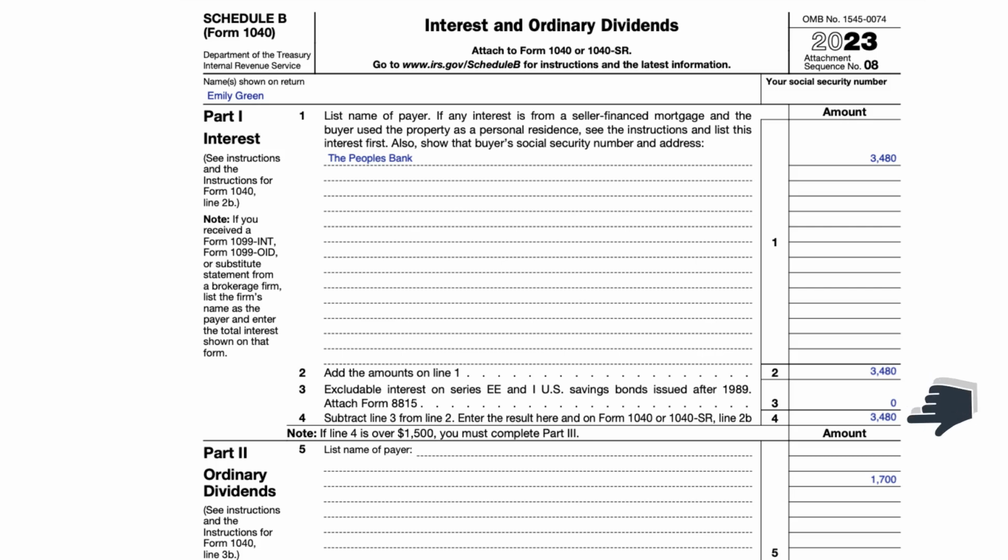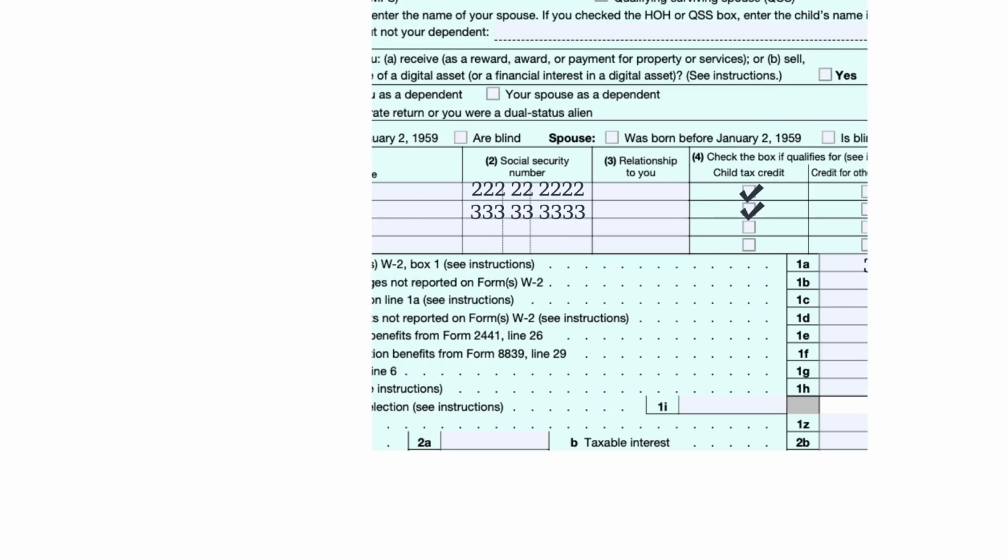The last line asks to subtract line 3 from line 2. So the amount of $3,480 on line 4 is then entered on line 2B of Form 1040, and Schedule B is attached.